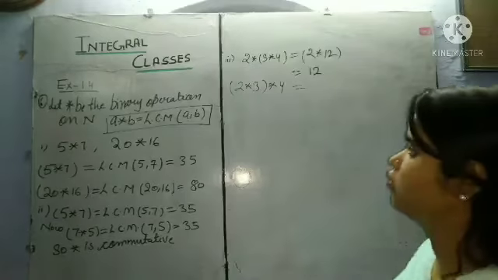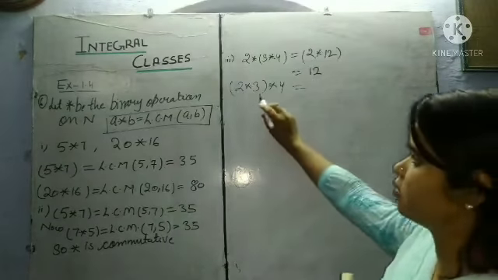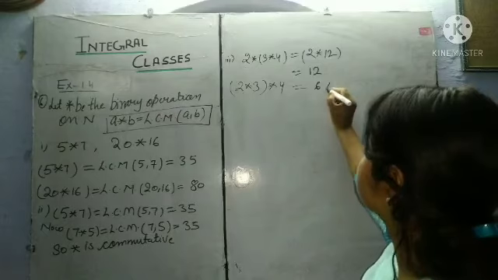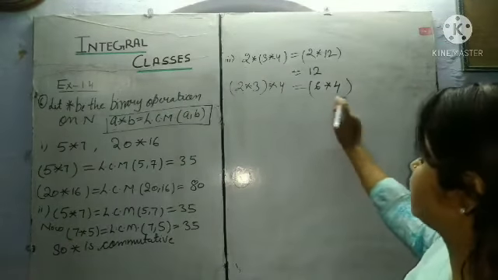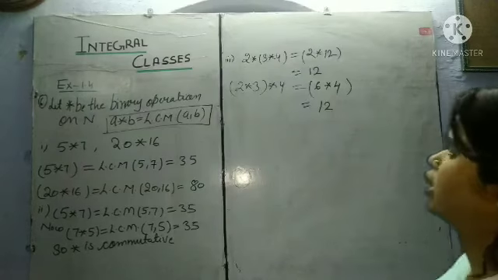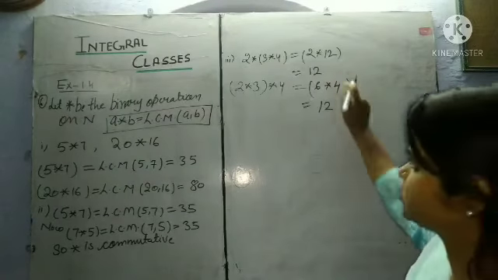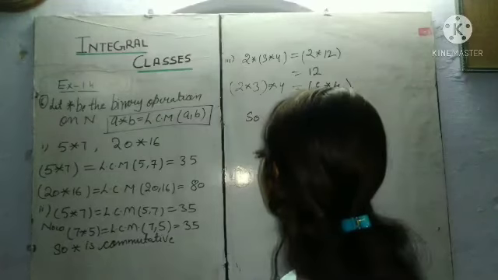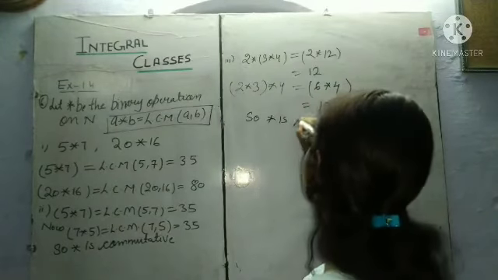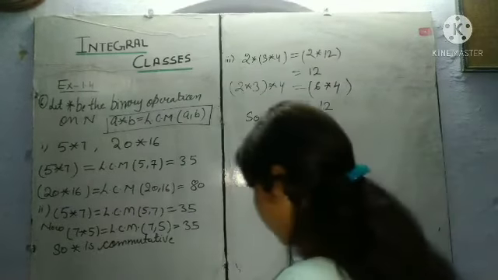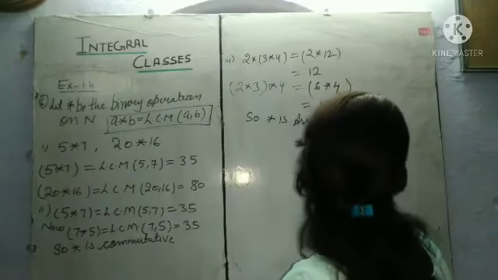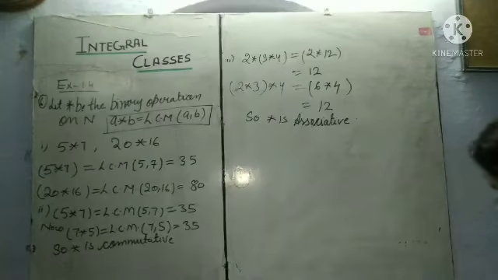Now again, take 2 star 3 and then star 4. First we will find the value of 2 star 3. So the LCM of 2 and 3 is 6. Then with 4, the LCM of 6 and 4 will be 12. So both sides are equal, as we observe. So star also follows the associative property.